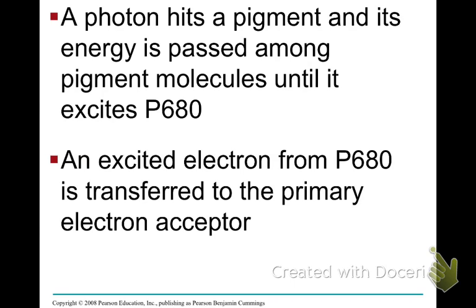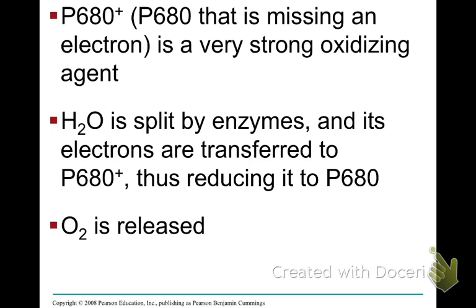So when a photon hits the pigment, energy is passed, and finally this P680 is missing an electron. It's got an electron hole. Now, remember some time back I asked you to hold on to who comes and fills that hole? Now we talk about that a little more.